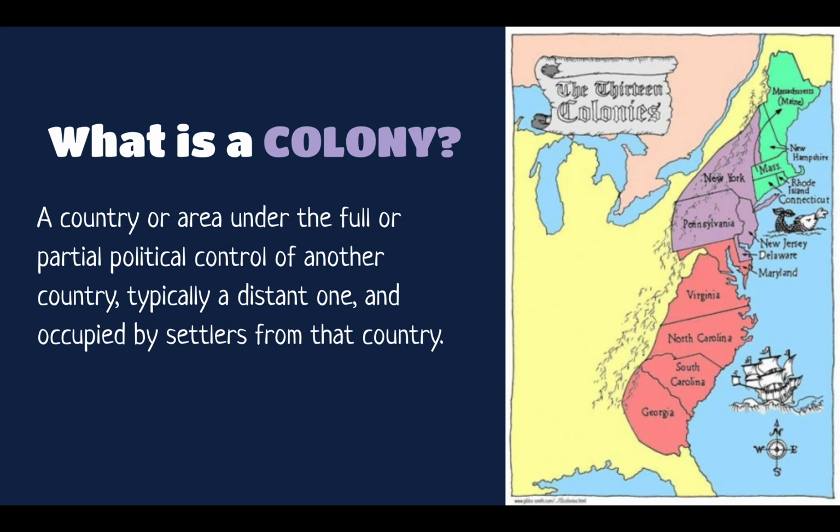So, as a little bit of background, what exactly is a colony? Well, a colony is a country or an area under the full or partial political control of another country. Typically, it's one that is far away, and it's occupied by settlers from that country. So these 13 colonies that we refer to are owned, controlled, operated and occupied by the British. So when we talk about people living in 13 colonies, they are British citizens, and they're living in these colonies across the Atlantic Ocean.